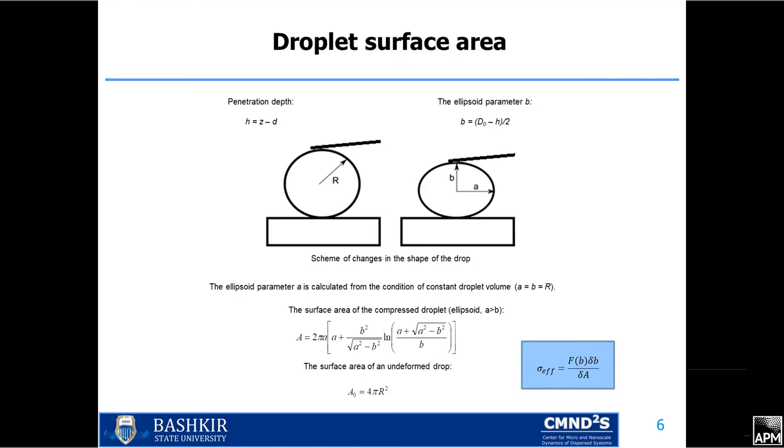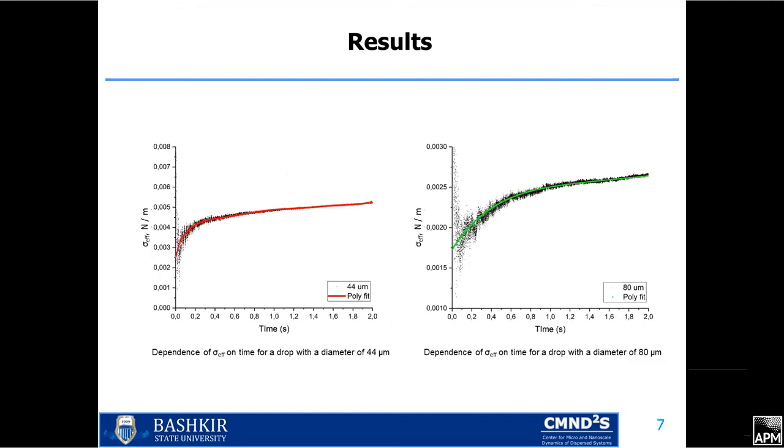The spring constant provided by the cantilever manufacturer is used to recalculate the deflection into an indentation force. Based on the theory of thin films, the dependence of the effective surface tension on the pressing force, the change in the ellipsoid B parameter and the drop surface area was obtained. So the result of processing the obtained data are the dependencies of the effective surface tension at the asphaltene-heptol boundary on time.